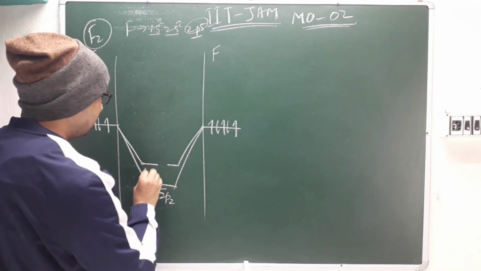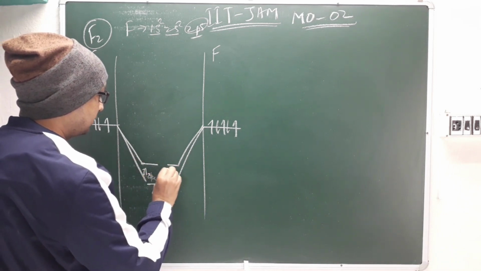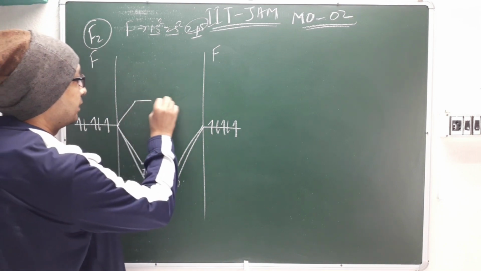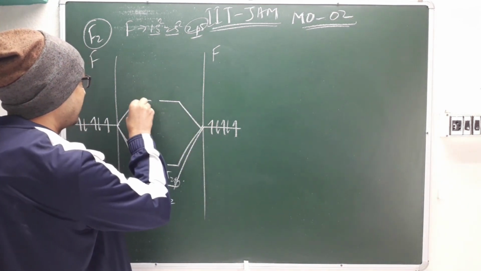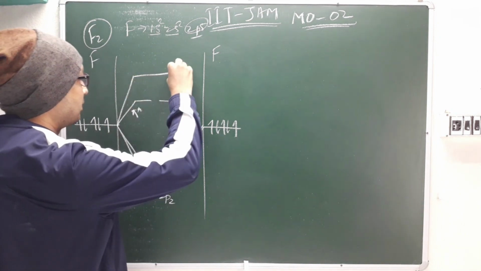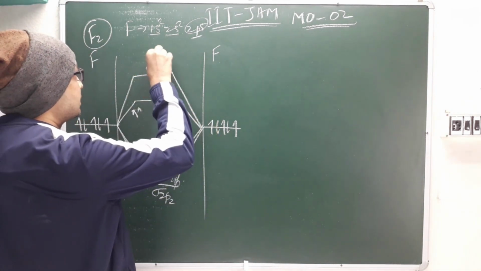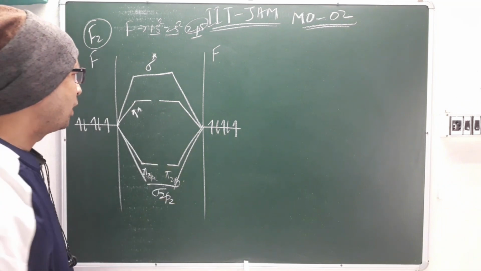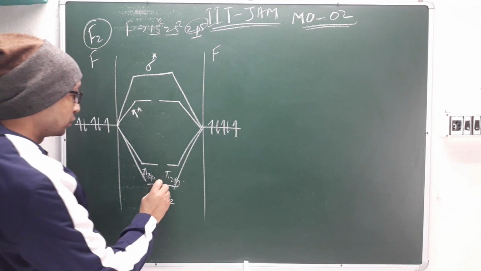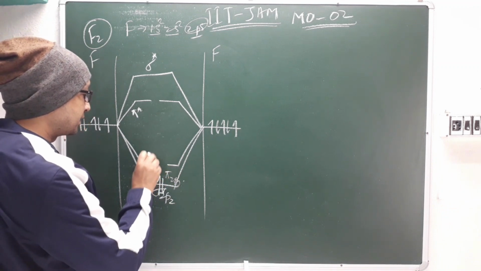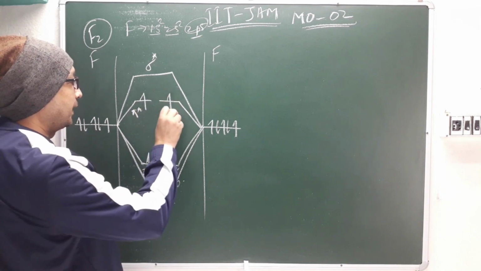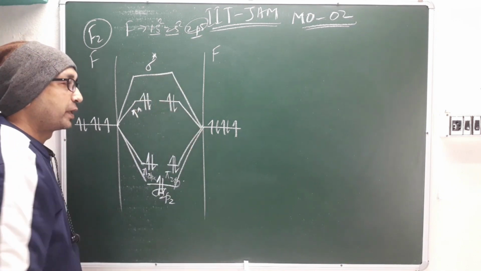Then this will be pi 2px, pi 2py, and then here it will be pi star 2px, pi star 2py. I'm not going to write everything in full. Here sigma star 2pz. So how many electrons are there? 5, 5, 10. You have to fill them up here: 1, 2, then 3, 4, 5, 6, 7, 8, 9, 10. So 10 electrons you have filled.